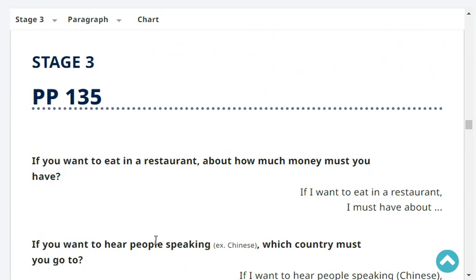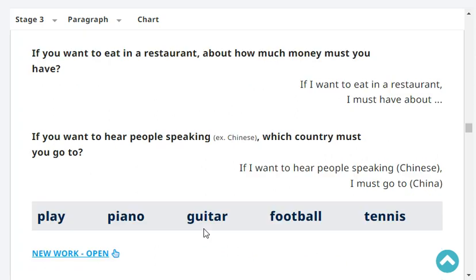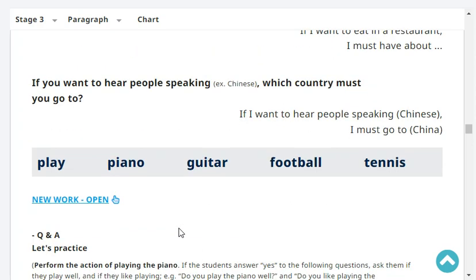If you want to eat in a restaurant, about how much money must you have? If I want to eat in a restaurant, I must have about $100. Oh, very expensive restaurant. If you want to hear people speaking Chinese, which country must you go to? If I want to hear people speaking Chinese, I must go to China.